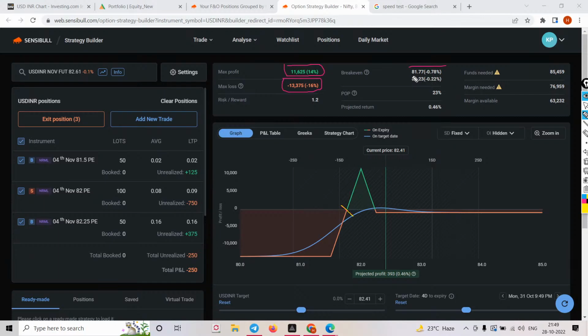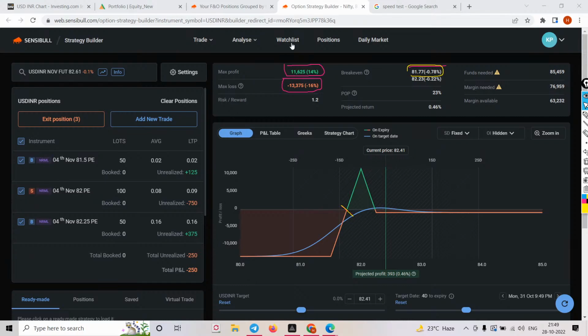So USD INR has to make 0.78% downside movement. By the time it makes a downside movement, I'll be doing the adjustment. So my view is sideways to bearish. If this goes up, my loss is only 800 rupees. Check this, 875, which I'll be making zero on any day because I have another 4 days. 4th November is the expiry.